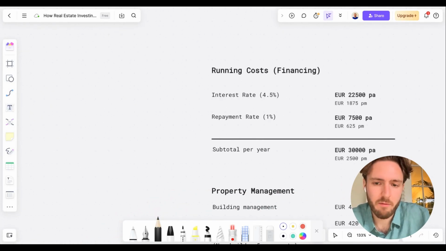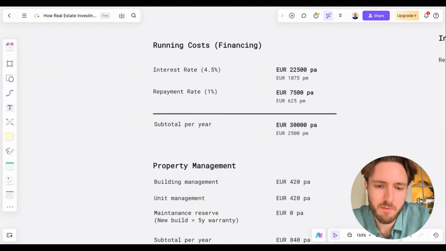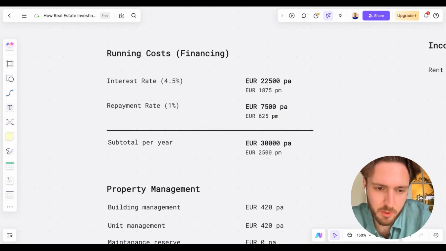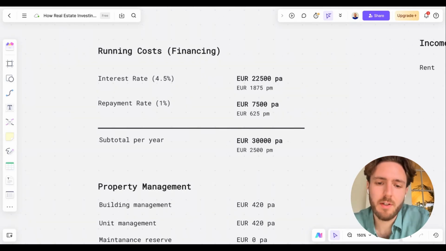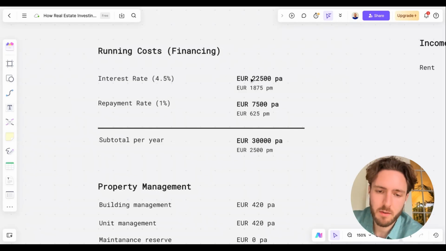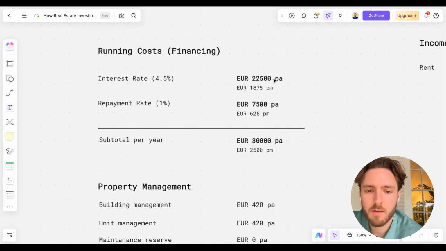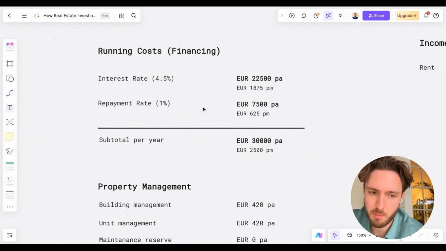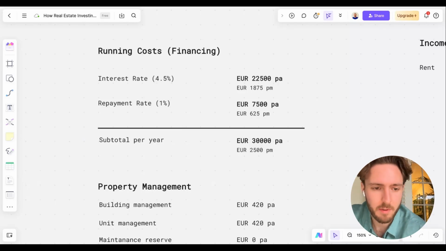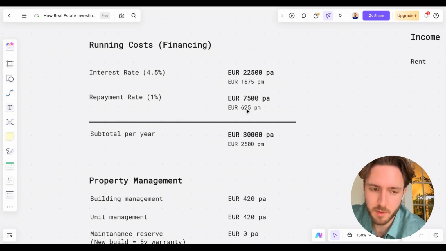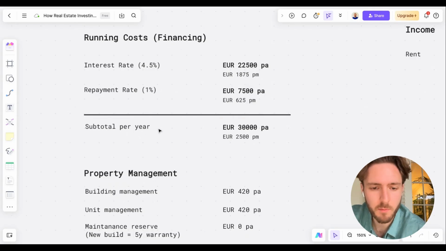And then you have running costs. The property, you have a financing, running costs, interest rate. At the moment, we're talking usually around 4.5%. So that of the purchase price would be, to start, 22.5K or 1,875 per month. Repayment rate, we usually try to keep that as low as possible. It can go up, can also be 1.5% to 2%, but 1% is ideal. Can even go below that, but that's a bit too detailed for now. So 1%, again, adds to the running costs. And then we have a subtotal per year of these two combined, which would be the 30,000 or 2,500 euros per month.